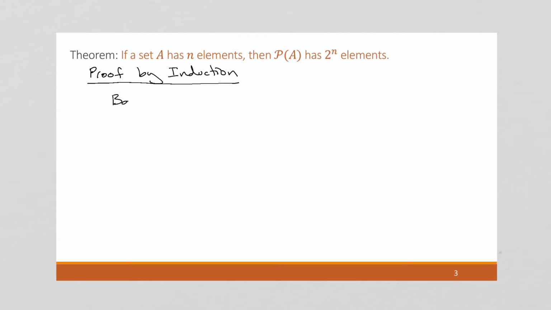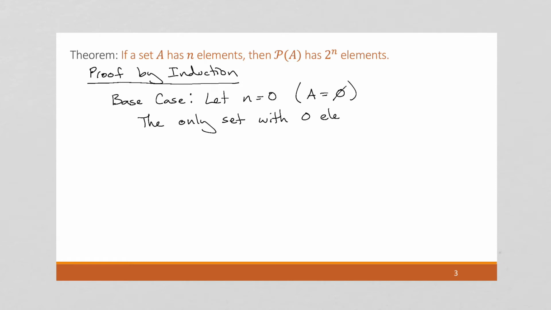So we're going to start with the base case. What is the smallest value n can be? Well, it could be 0, right? A could equal the empty set. You can't have a negative number of elements, but you can go down to 0. So as we said, the only set with 0 elements is the empty set.